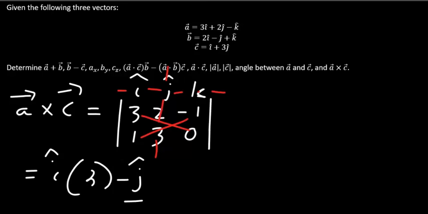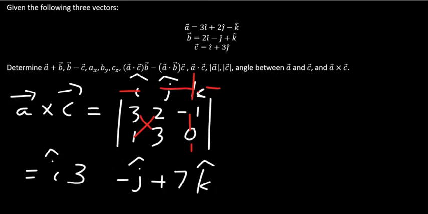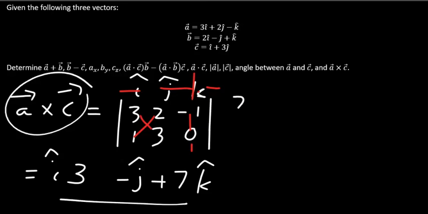Now we are left with the last component, namely the z component. You cross out the k hat in two mutually perpendicular directions. This times this is 9, minus this times that is 2, so minus 2. That is going to give you 7k hat. So there you have it. The result of this cross product is quite simply 3i hat minus j hat plus 7k hat.